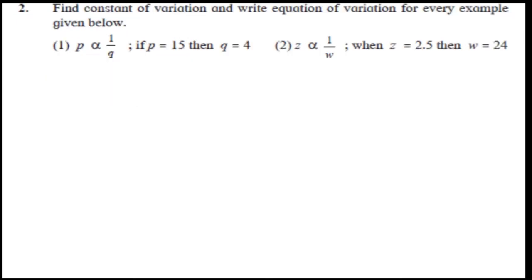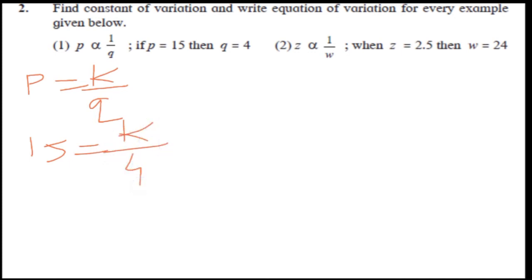Next example. Find constant of variation and write equation of variation for every example given below. First example, P proportional 1 upon Q. If P is equal to 15, then Q is equal to 4. Therefore, P is equal to K upon Q. Value of P is 15. 15 is equal to K upon value of Q is 4. Therefore, K is equal to 15 4 is 60.